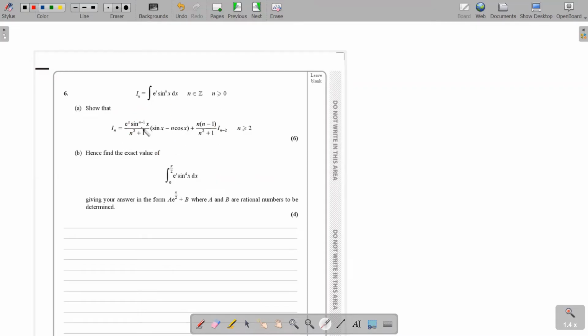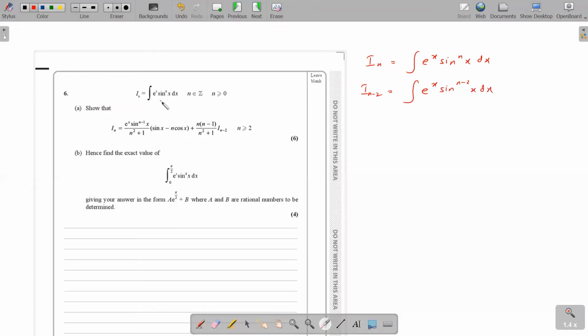So it's e to the power x sine n minus 1 x over n square plus 1. You can see the sine power has reduced, right? And sine x minus n cos x, okay. And then here we have I n minus 2. By the way, what does I n minus 2 mean? If I n is e to the power x sine to the power n x, what does I n minus 2 mean? It means integration e to the power x sine to the power n minus 2 x. So this is what you get over here, okay?